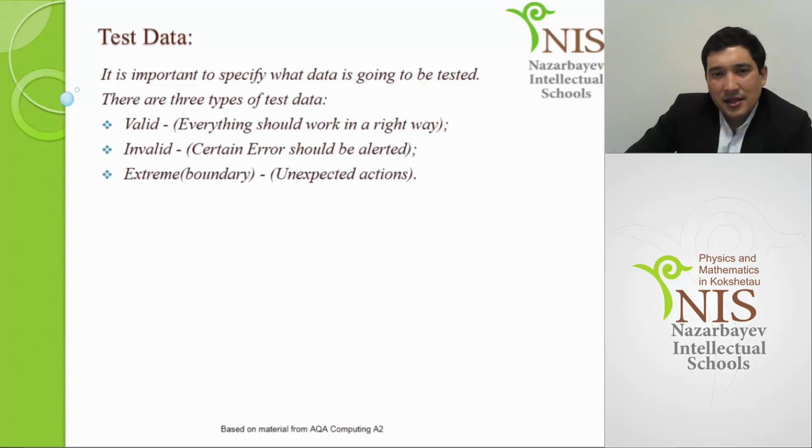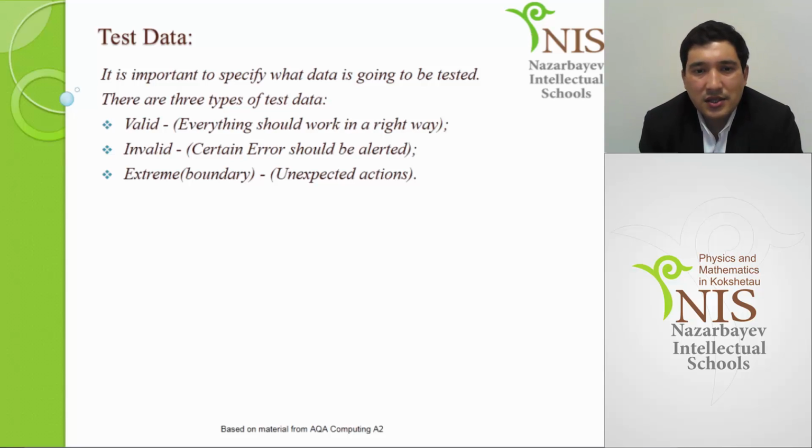Okay, test data. When we do testing, results can be one of 3 types. It's important to specify what data is going to be tested. There are 3 types of test data. First, valid. It means everything should work right away.